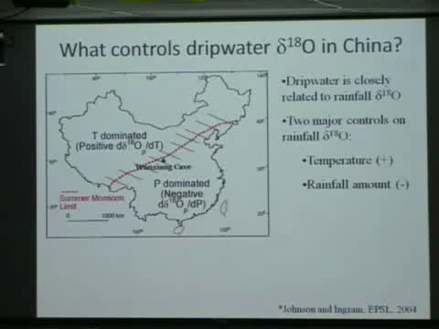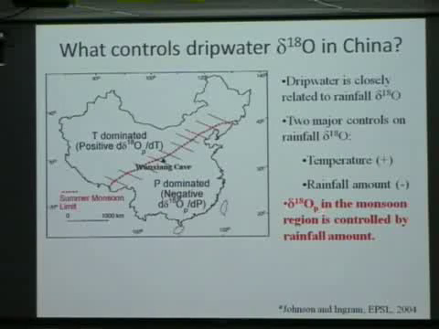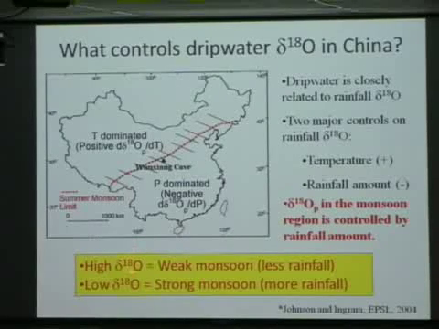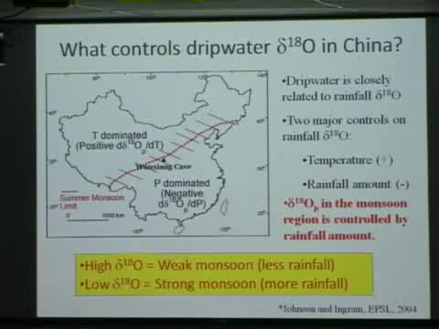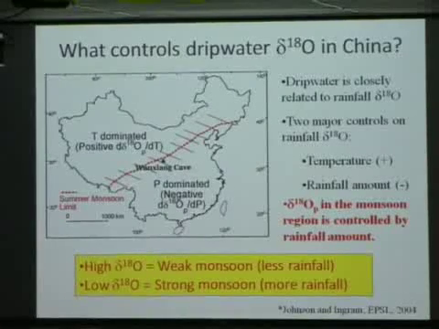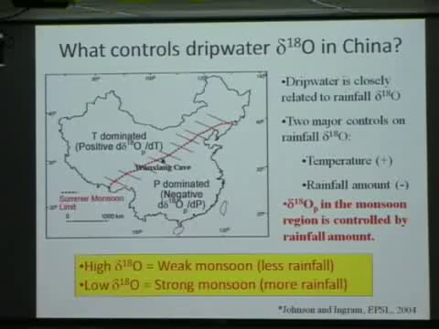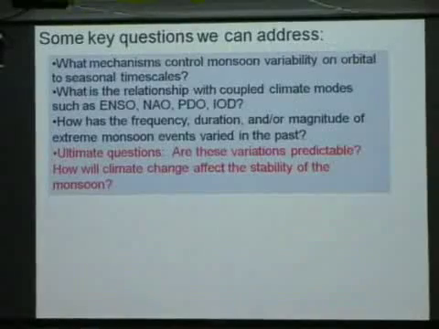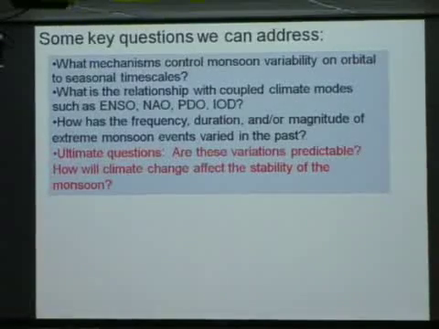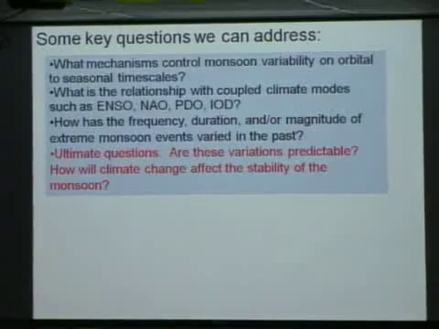So for speleothems, we can assume that the delta 18O in the monsoon region is reflecting rainfall amount. Therefore, in the speleothems, if you see a high or more positive delta 18O, that would indicate a weaker monsoon or less rainfall. And if you see a really negative delta 18O, that would represent a strong monsoon or more rainfall. This is a bit of an oversimplification, and I'm happy to discuss this more in detail if anyone's interested. But in general, this is how the speleothem records from this site are interpreted.